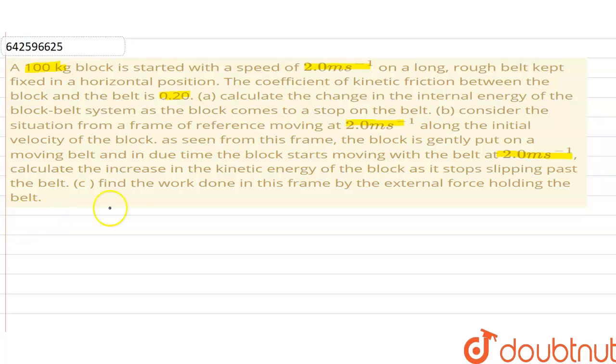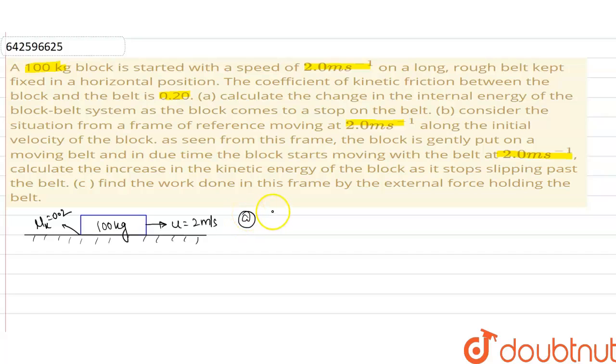Okay, so for the first part, let us suppose that this is a block, and it is kept on a rough horizontal surface like this. Okay, so this is our surface. We have been given the mass of the block as 100 kg, and it is moving with an initial velocity of 2 meters per second, and the coefficient of kinetic friction mu k is given as 0.2, correct. Now in the first part, what we have to tell is what will be the change in the internal energy of the block-belt system.